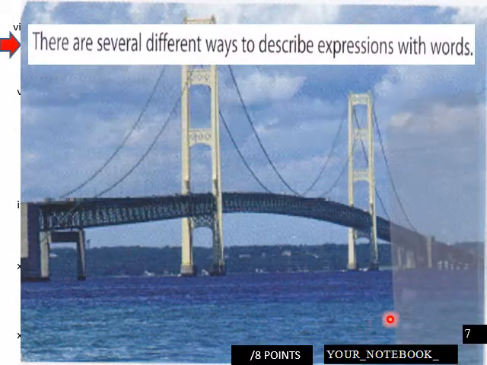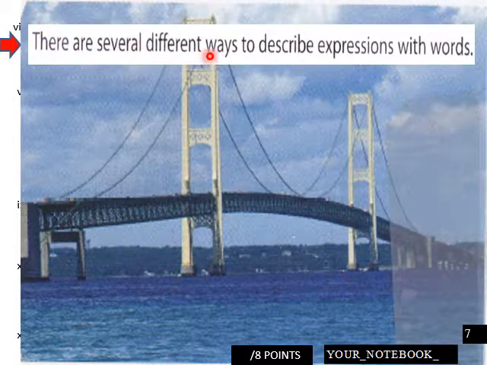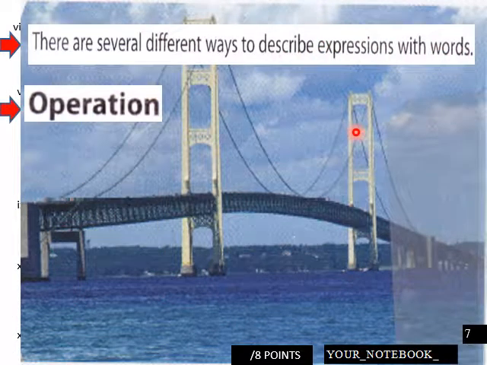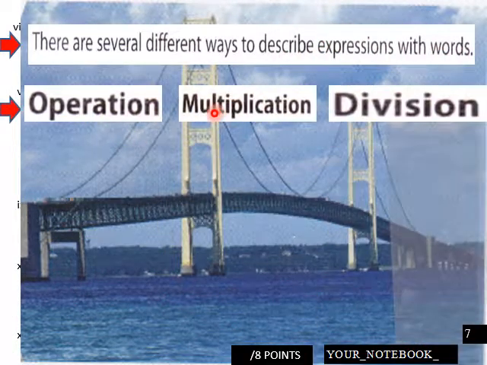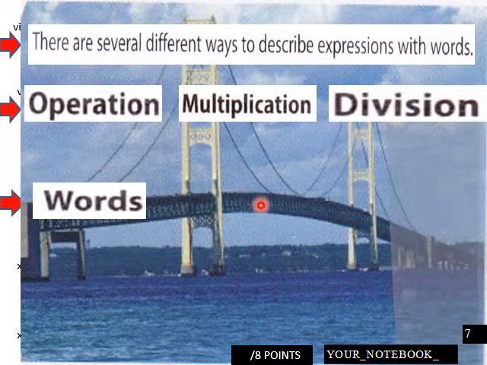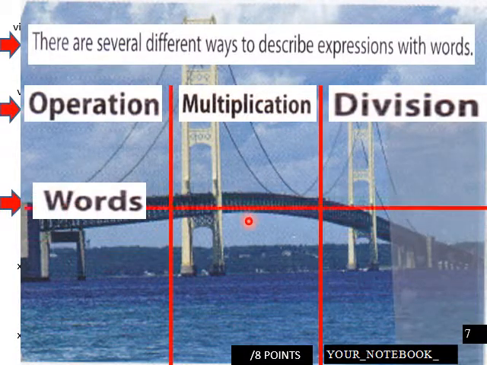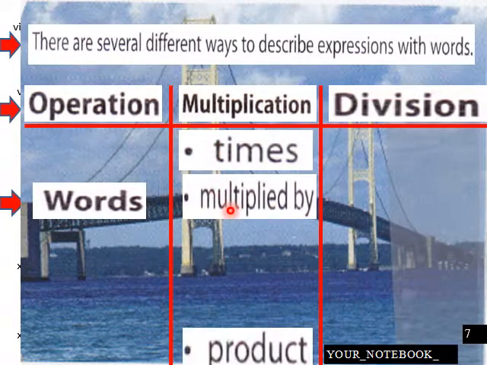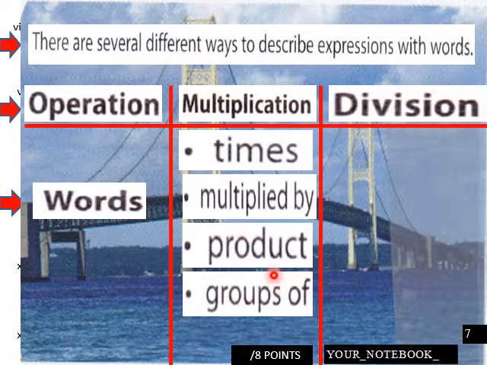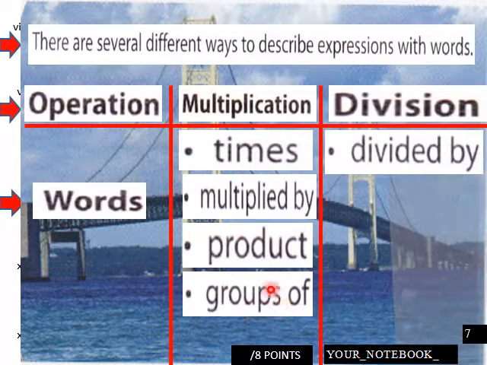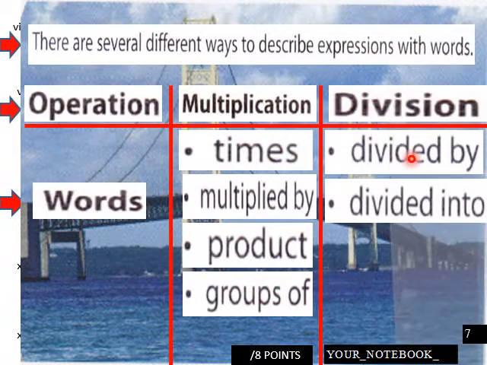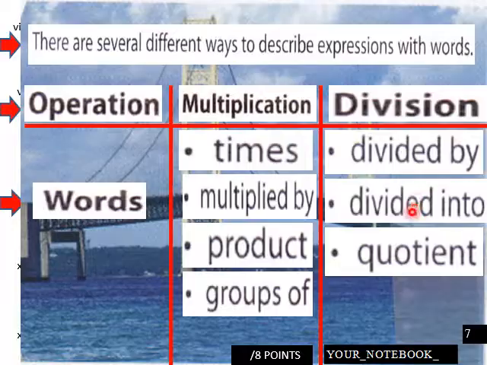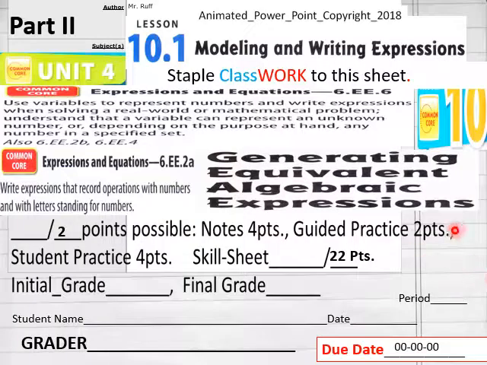Page 7, notebook, students. There are several different ways to describe expressions with words. Operation, multiplication, division. Words would be times, multiplied by, product, groups of. Then for division: divided by, divided into, quotient.